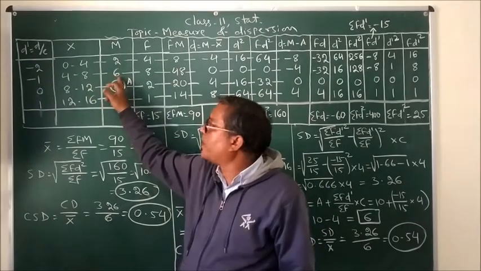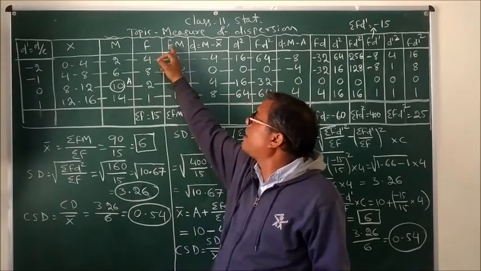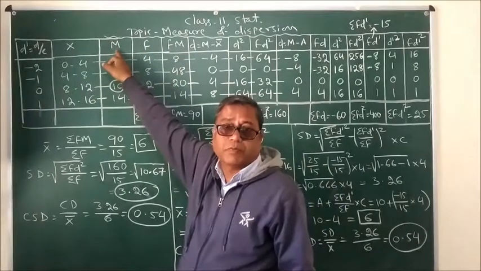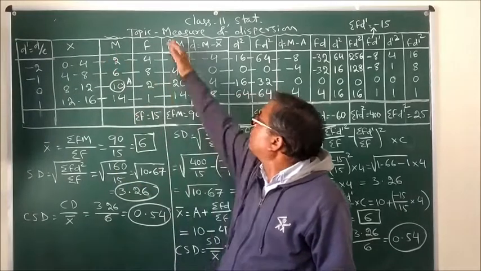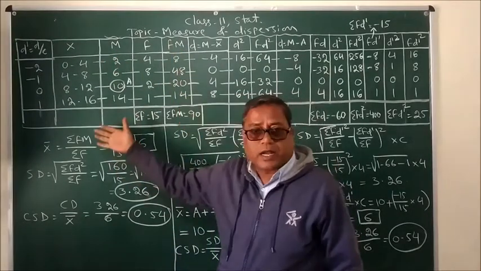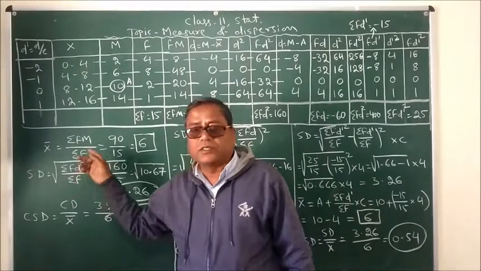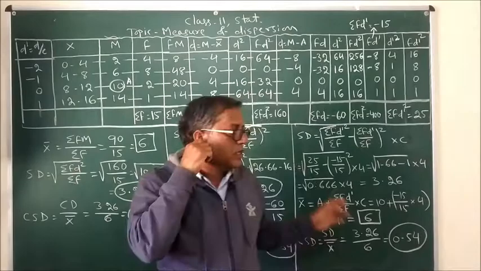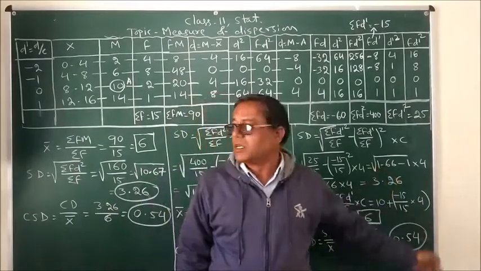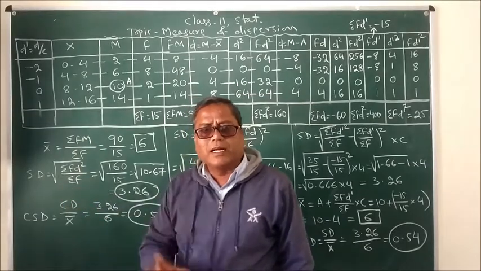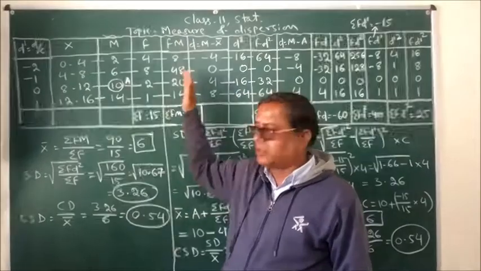finding the midpoint, we need to find fm, that is frequency into the respective midpoints. So here, after finding fm, according to the formula, all three methods we are going to use, that is the direct method, the shortcut method, and the step deviation method. According to the method, whatever aggregate is required, we need to make its column.